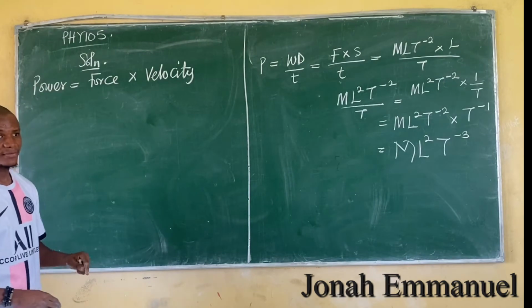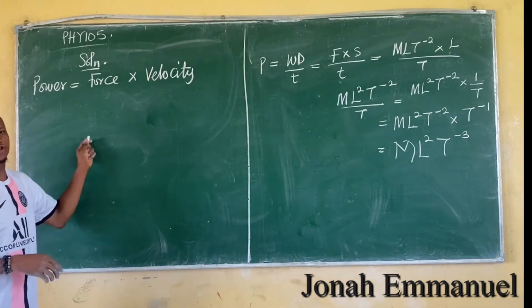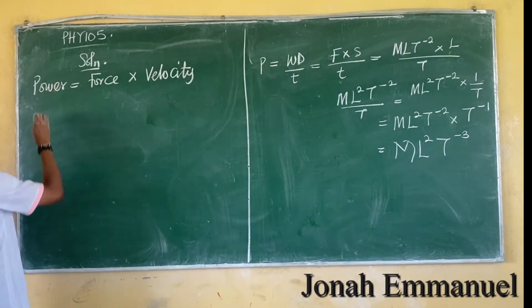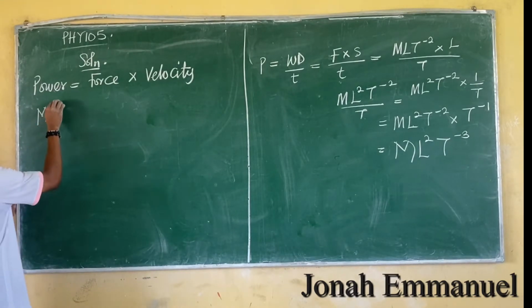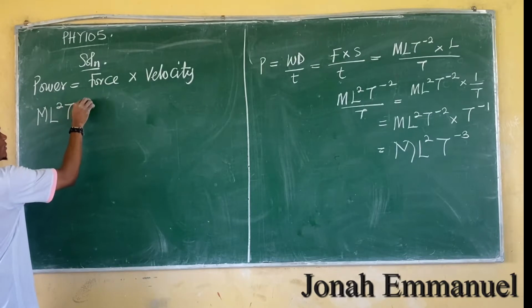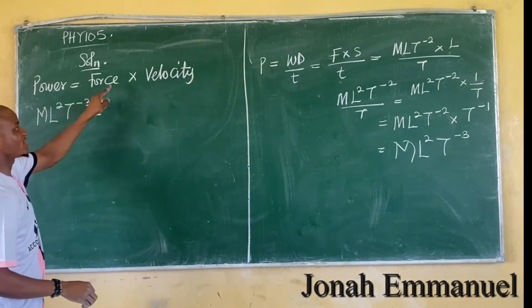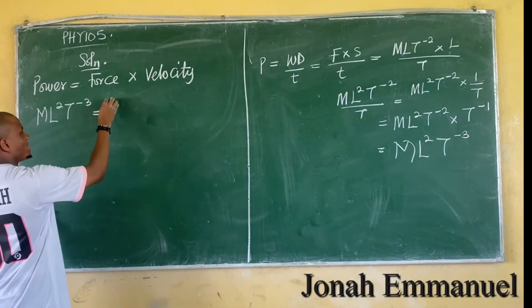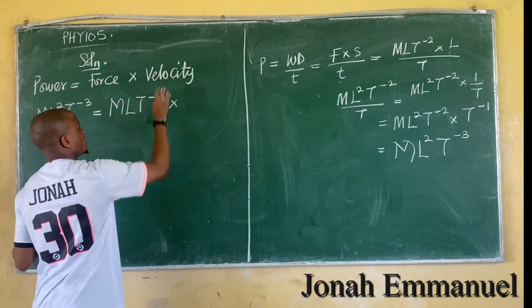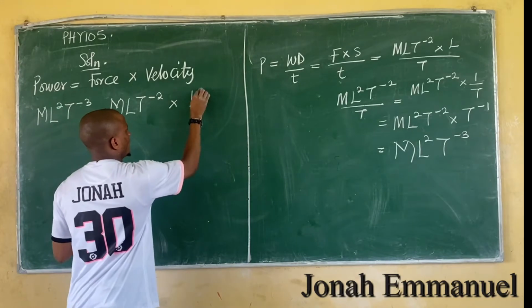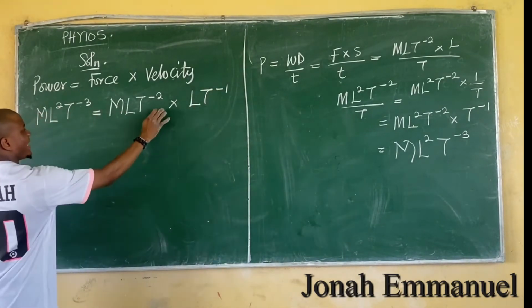Back to this, please. How do I know this equation is correct? Look up, please. For power, what's the dimension there? M L squared T to the power what there? Is equal to, please, for force, give me that dimension, what do you have there? Times velocity, give me the dimension. Alright, multiply this, what do you have here?